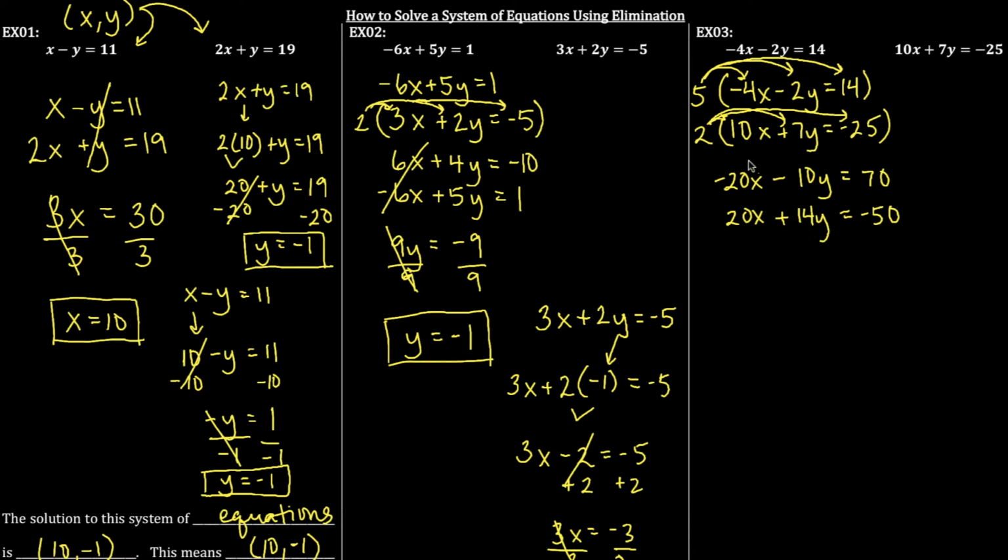All right, so negative 20x and 20x together will give me 0 x's. And negative 10y plus 14y, so that's 14 minus 10, is 4y. And 70 minus 50, or negative 50 plus 70, gives me positive 20. And I divide by 4, and I get y equals 5.